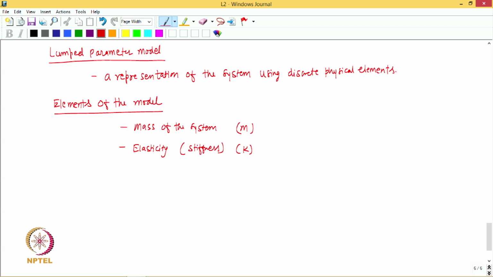Is there any other property which is required to be specified? A model which is based on representing the mass and stiffness is called an undamped model.